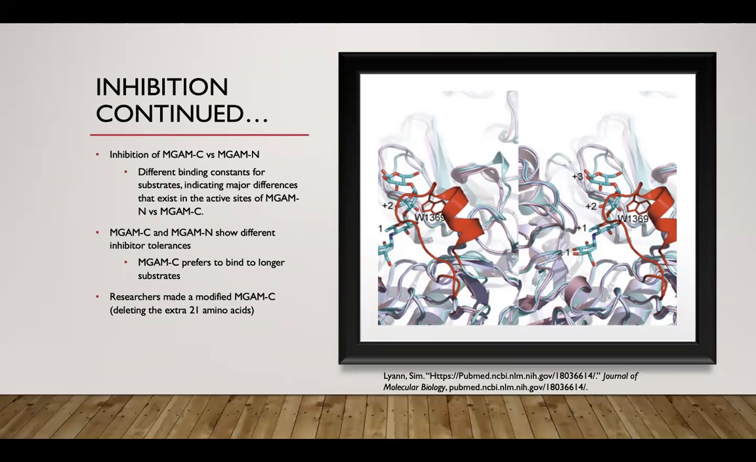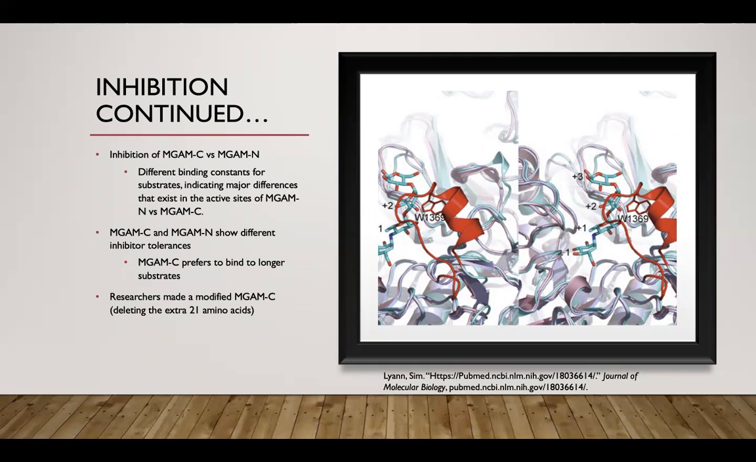One of the first things noted between the C and N terminal was there are different binding constants for substrates, indicating major differences that exist in the active sites of MGMN versus MGMC. For example, MGMN preferred binding constants G2 through G6, while MGMC did not.